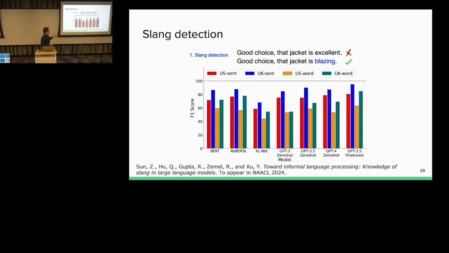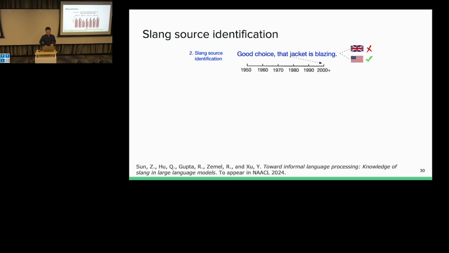Another interesting thing that we find here is that the detection performance seems to really differ based on where the slang comes from, whether it's US-based slang or UK-based slang. In this case, we find that many of these models are more likely to detect UK-based slang than US-based slang. And we will see why this is the case with a few intuitions later.